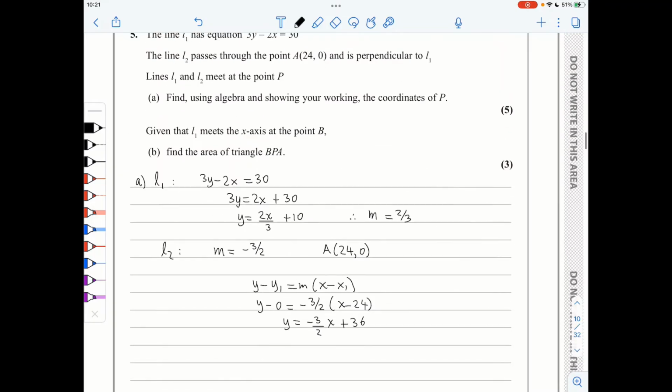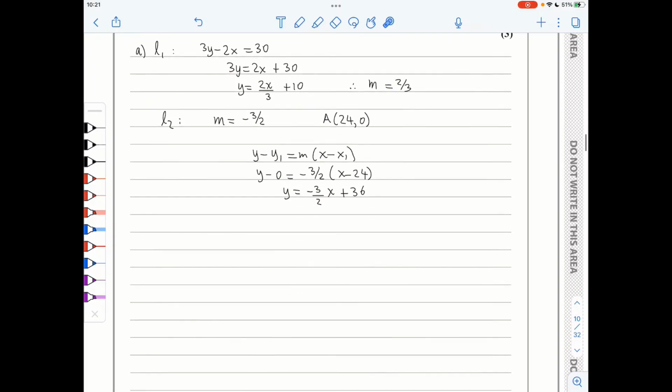For the point of intersection, the point P, I'm essentially solving a system of simultaneous equations. So I'm setting the two lines to be equal. Minus 3 over 2 x plus 36 is 2x over 3 plus 10. I will get rid of the fractions by using the LCM, which is 6. This needs to be multiplied by 3, this by 6, this by 2, and this by 6.